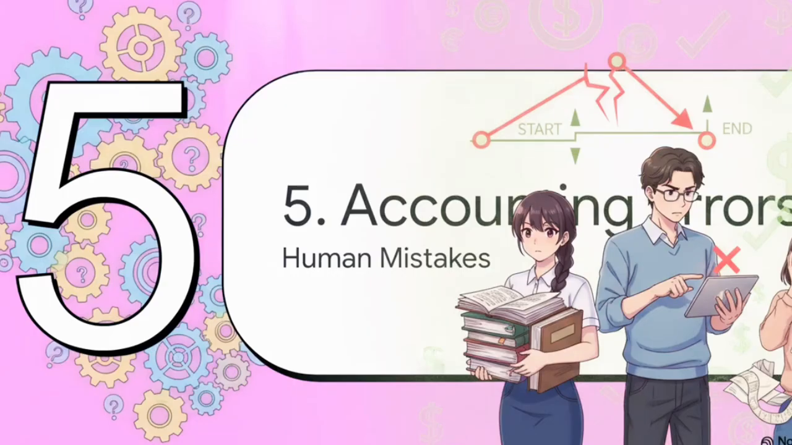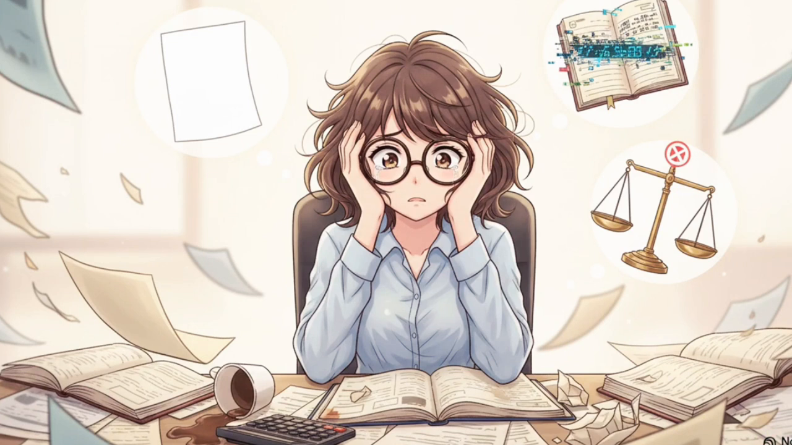Now for Section 5, Dealing with Accounting Errors. Aside from those natural timing gaps we just talked about, actual human mistakes do happen. Both the business and the bank can make errors, though honestly, it's much more common in the cash book. So, what kind of errors are we talking about?